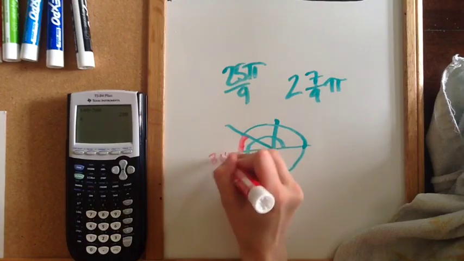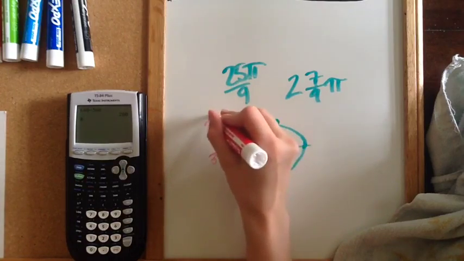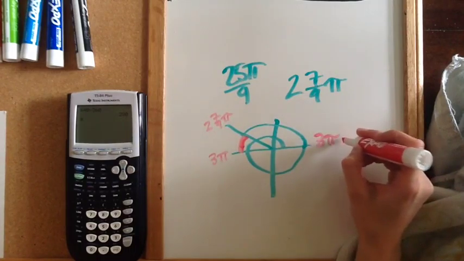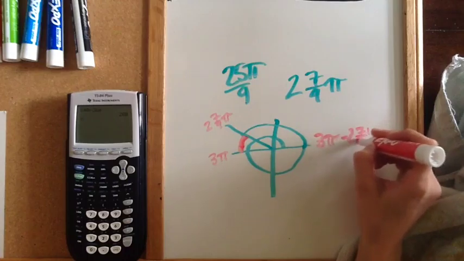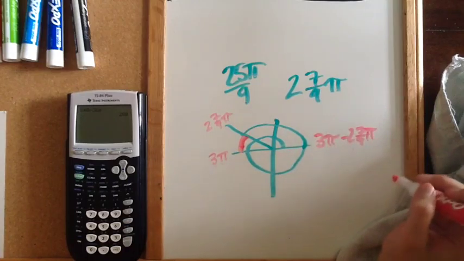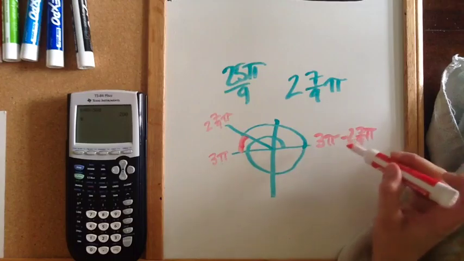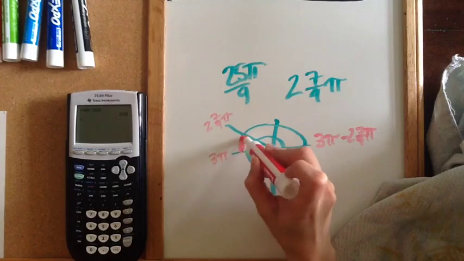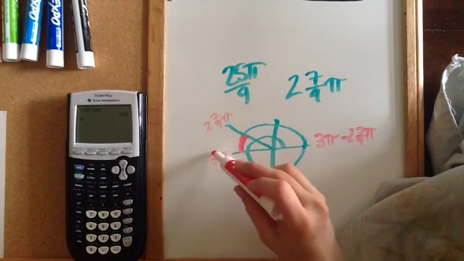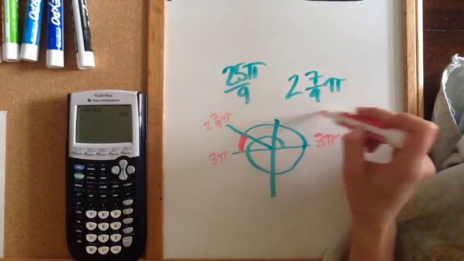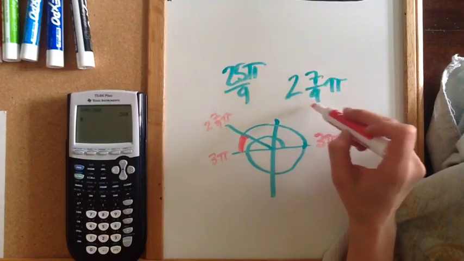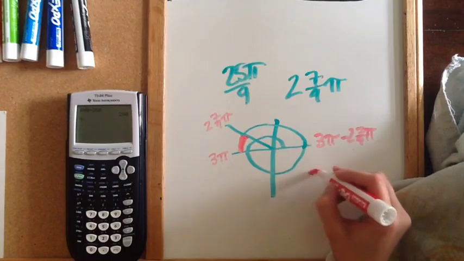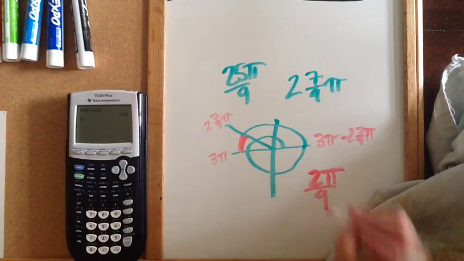Now, we know that this is 3 pi, and this is our 2 and 7 ninths pi. So we can do 3 pi minus 2 and 7 ninths pi and come up with our answer. However, I like to think, how many more pi ninths would it take to get to 3 pi? Well, if I want this number to be 3, I need 2 more on top so that I'll get a whole 9 ninths, which will turn to 3. So then my reference angle is just going to be 2 pi ninths.